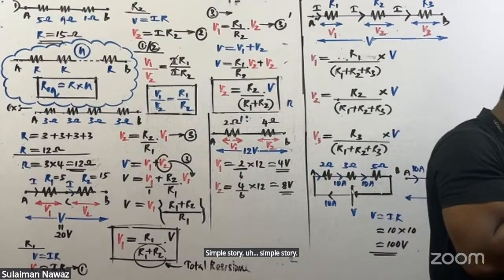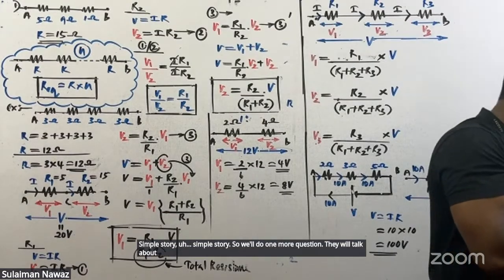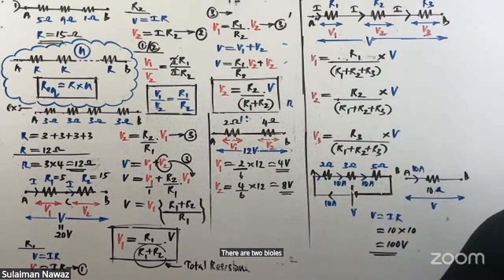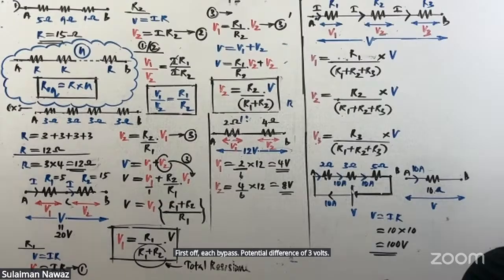So we'll do one more question, then we'll talk about resistors in parallel. There are two bulbs in series. Each bulb has a potential difference of 3 volts and resistance of 1.5 ohms.